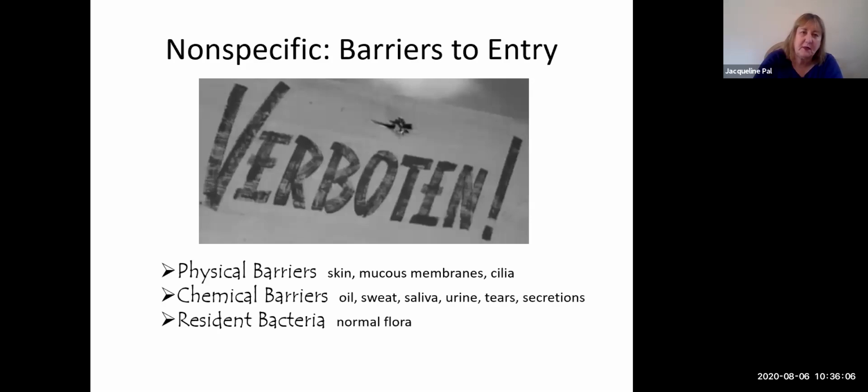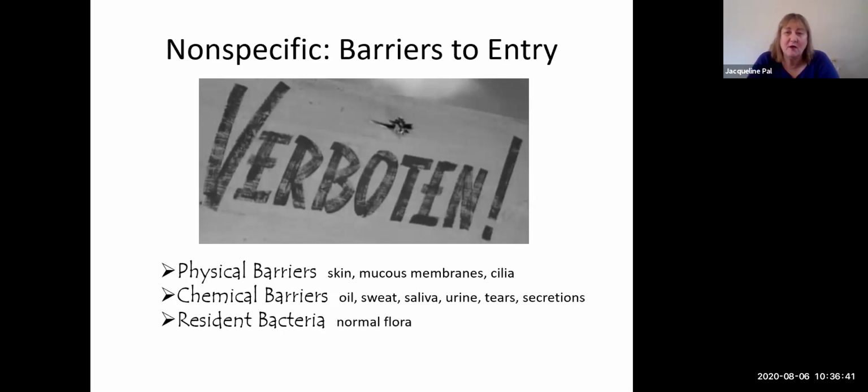So all of your first lines of defenses are non-specific, and they all fall in that general category of barriers to entry. So these could be physical barriers, the wall, okay? So skin, mucous membranes inside your oral cavity, your vagina, your anus, your nasal cavities, cilia, moving stuff back out.